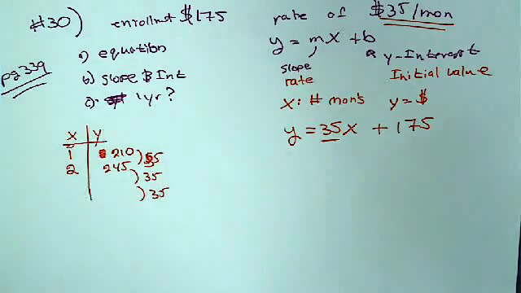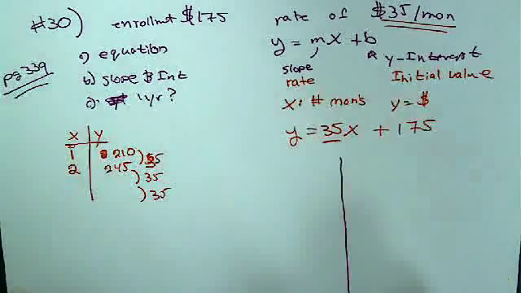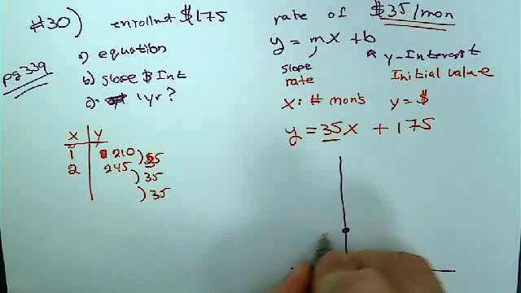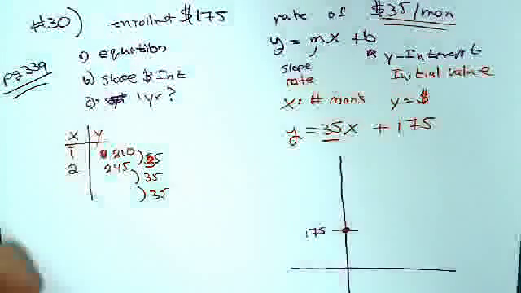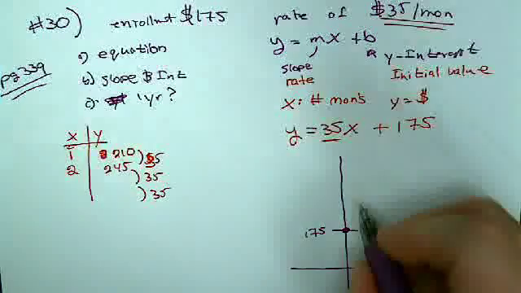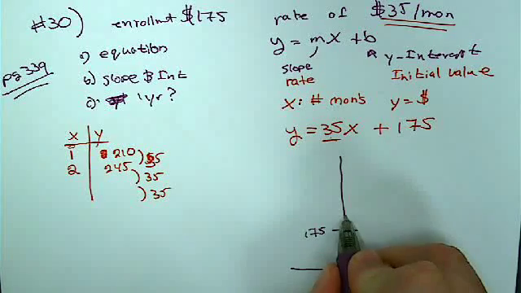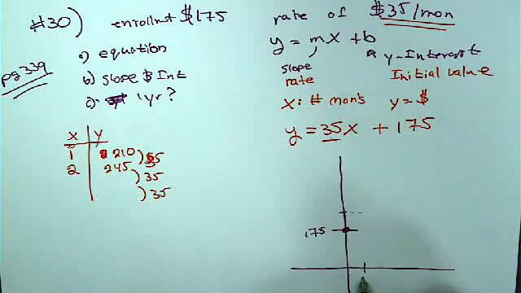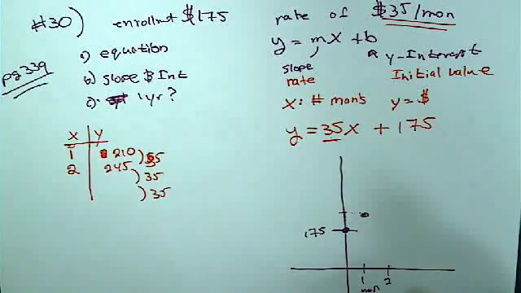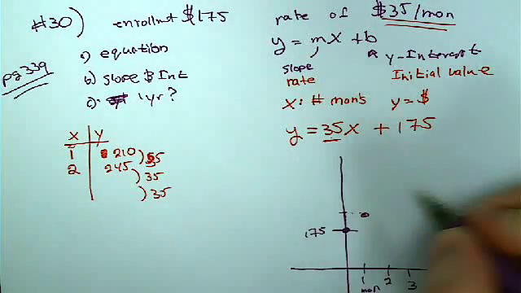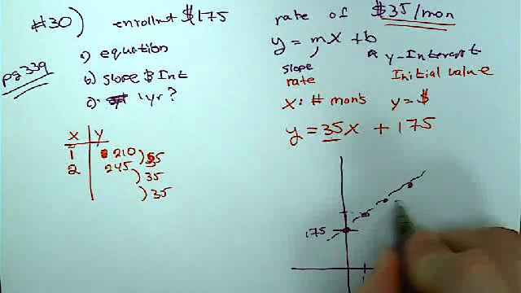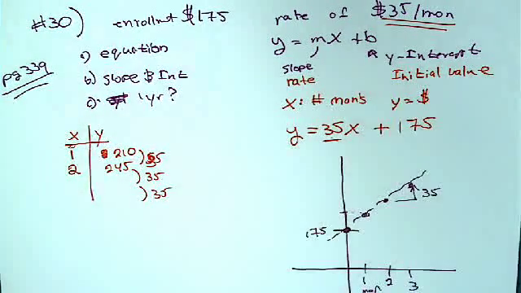It doesn't ask me to graph it. Let's do that while we're here. Would the 175 be the total amount, or just the amount throughout the year? The 175 is where I started. It's the initial value. It would be my y-intercept. And as I do the slope of 35, I go up 35 and then over 1 month. I know that as I keep going up, this increase is 35 every month.